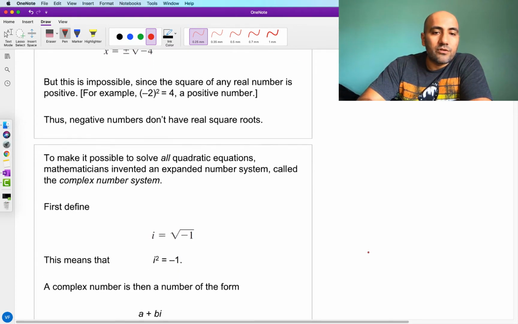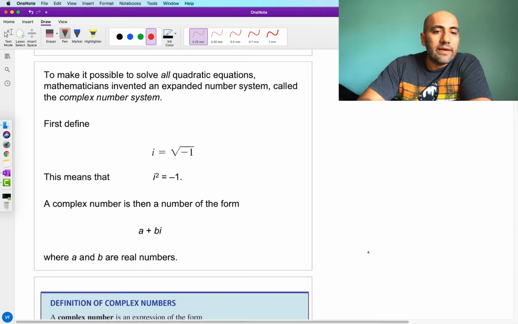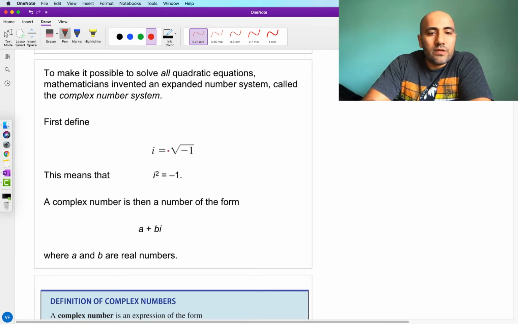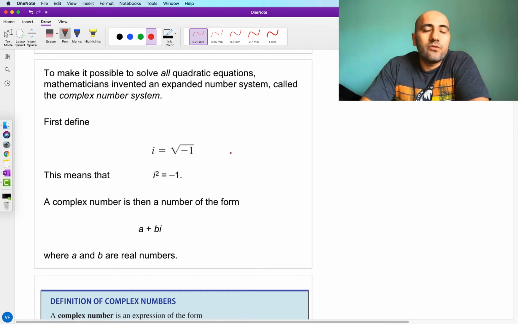Thus, negative numbers don't have any real roots. Okay, so to make it possible to solve all quadratic equations, including those, mathematicians invented and expanded a number system called the complex number system. So it all revolves around this issue, that we want to take the square root of a negative number. We want to find a value such that when you square it, the answer is negative 1. There's no such value in the real number system. So we created a new number system. We said, okay, well, let's just assume that it can happen. Let's assume this number does exist.